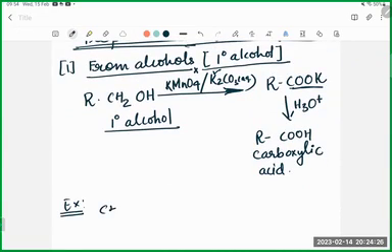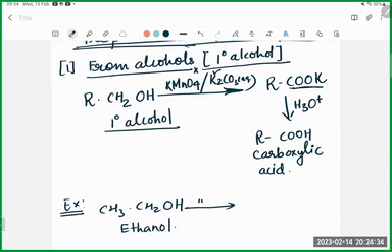Let's do one example. Can you help me out with CH3CH2OH? This is ethanol, an example of 1 degree alcohol. I am treating this with the same reagent. What will happen, Hridaya, over here? Can you help me out? We get the compound CH3CH2OH converted into CH3COOK. Are you clear? Yes, ma'am.